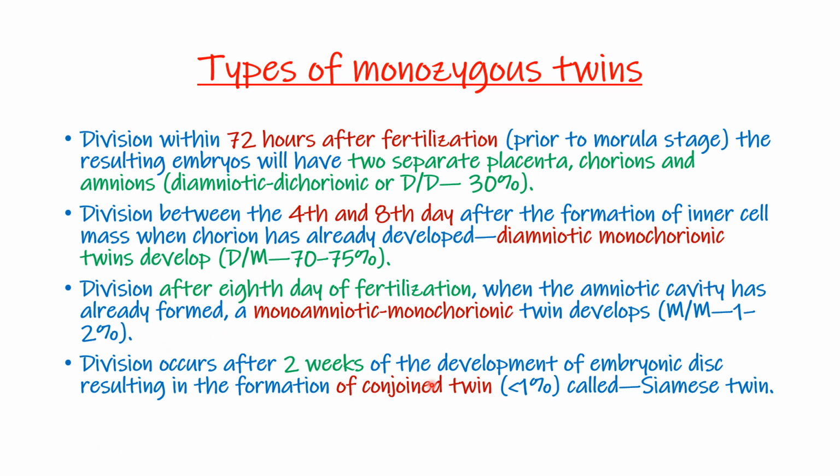So when the division occurs 2 weeks later, after the development of the embryonic disc, you will have conjoined twins, which are also called Siamese twins. And it's rare because it's less than 1%.